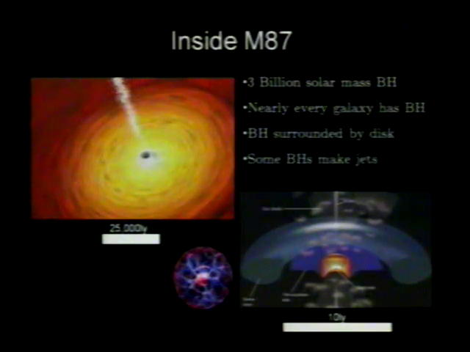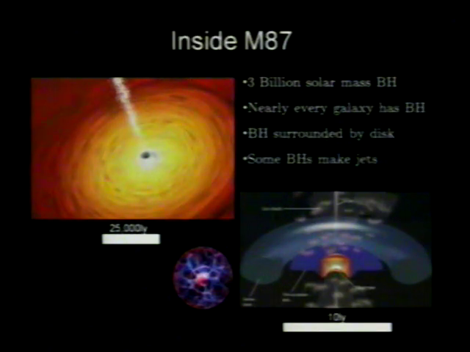And finally, when you get very close to the black hole, it just can't take it. It's too much stuff, so it spits some of it back out, and it spits it out in a jet. So the idea here is that black holes are typically surrounded by this kind of disk, and some of them make these jets.